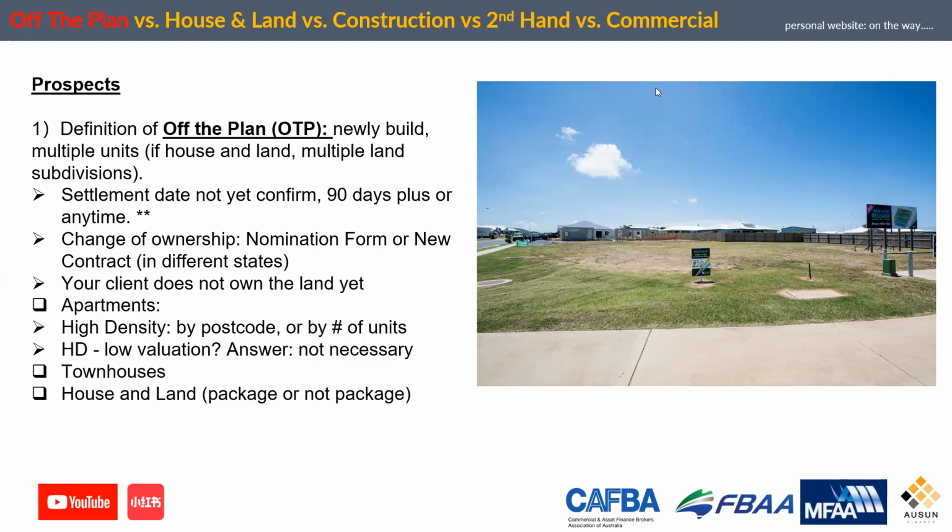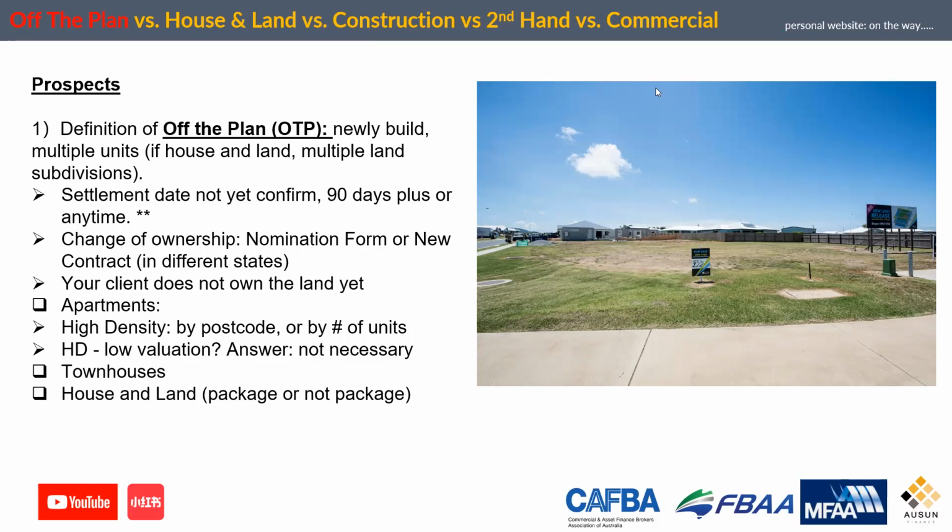In Victoria, we ask for an extra form called a nomination form to change ownership. In different states, they're different. Some states, such as Queensland, require you to re-sign the contract with the vendor. The key is that your client doesn't own the land, so they have to be ready for the settlement in advance. Later on I'll talk about how to avoid those mistakes.